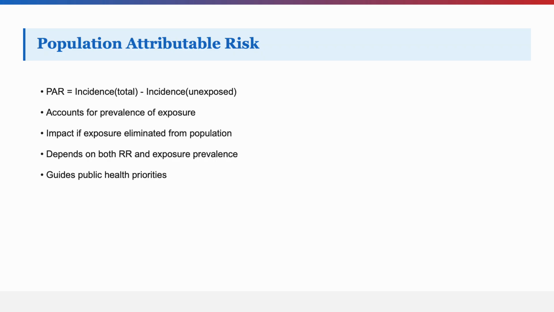Eliminating a common exposure with moderate risk might prevent more disease than eliminating a rare exposure with high risk. Healthcare managers making prevention investments should consider PAF, not just relative risk. For example, alcohol causes fewer individual-level problems than heroin, but alcohol's population attributable burden is enormous because so many people drink. From a population health perspective, addressing alcohol might have greater impact.